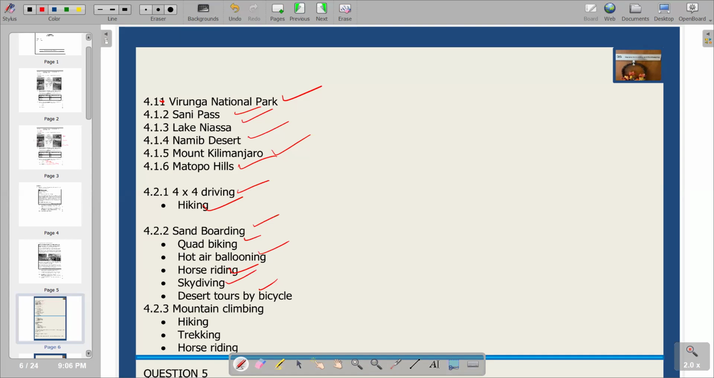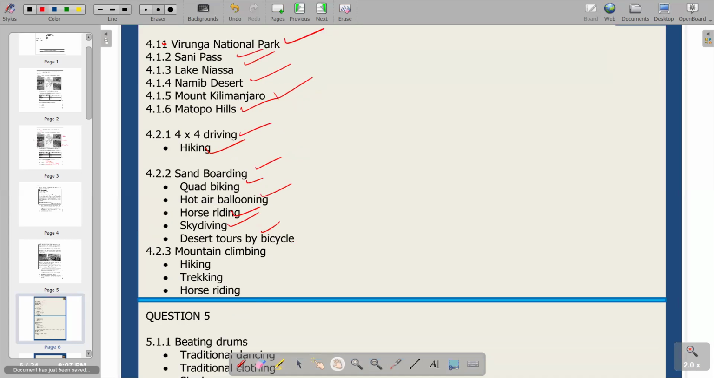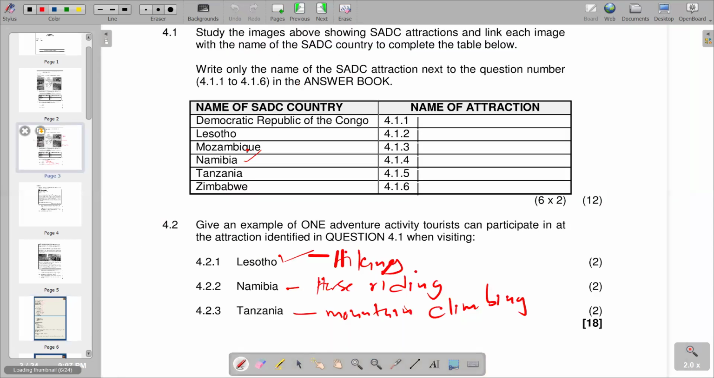Then 4.2.3, we are looking at a mountain and we are saying adventure activities that we can learn there. We have mountain climbing, but on top of that, we can also include hiking, trekking, and also horse riding can be part of that. So basically, that's what we have. All of them can be correct according to the categories that we're given with the countries. So that's what we have on that part, and this becomes the last part of this question.